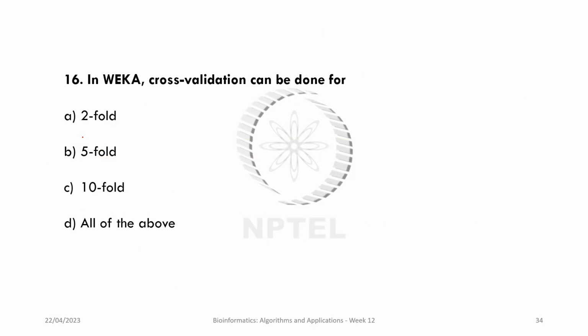Question 16. In Weka, cross validation can be done for twofold, fivefold, tenfold, and all of the above. That's right. I see people typing in with great enthusiasm. Happy to see that. Can be done in all. I haven't seen anybody mention going above tenfold, but 2, 5, 4, 6 are also possible options. So all of the above is the right answer.